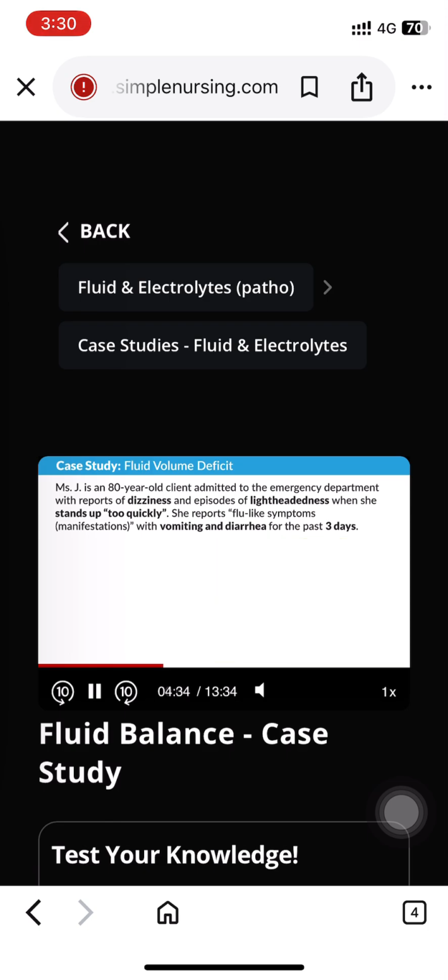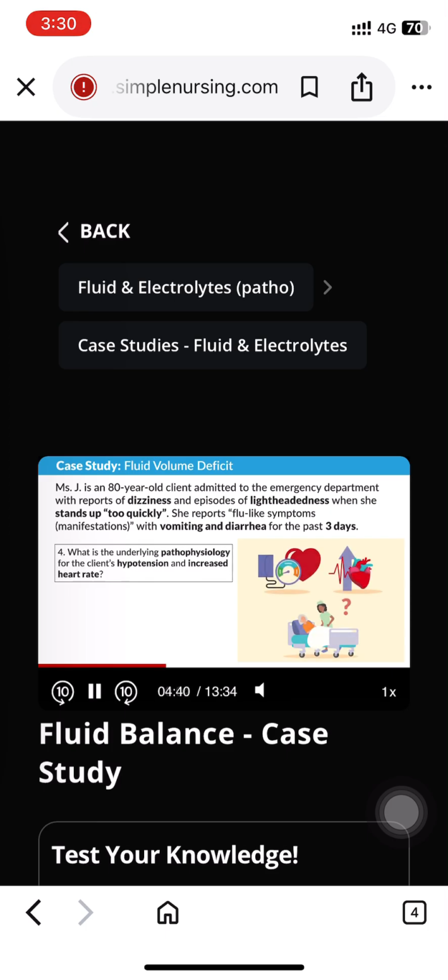Now moving on to question 4. What is the underlying pathophysiology for the client's hypotension and increased heart rate? So once again, pause the screen and try your best to answer this question.